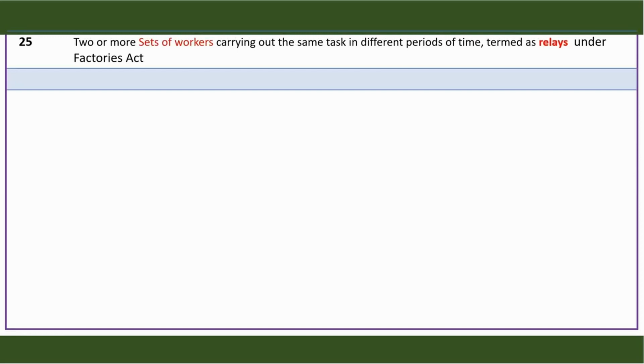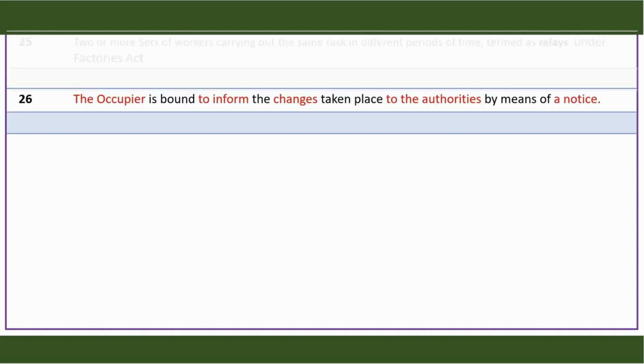People in a factory work in different shifts and they are termed as relays. Two or more sets of workers carrying out the same task in different periods, meaning different shifts, are termed as relays under the Factories Act. And any event which the owner or occupier of the factory is required to inform the concerned authorities about, he has to do it by way of a notice to the concerned officials on any happenings which deserve to be reported to the authority.